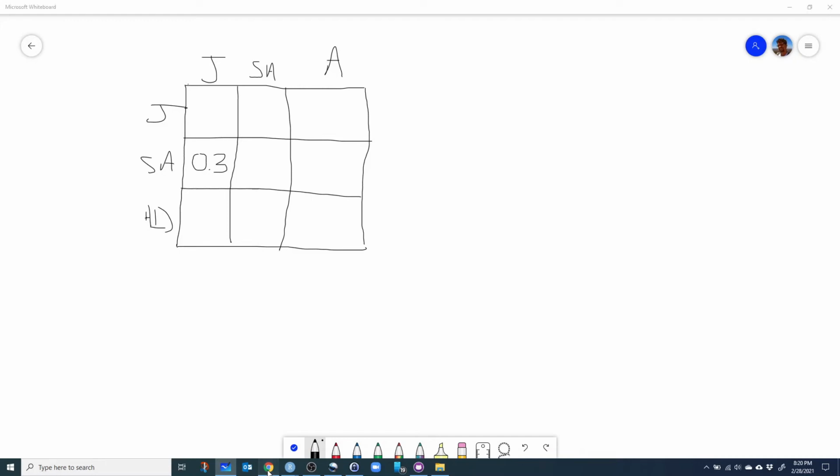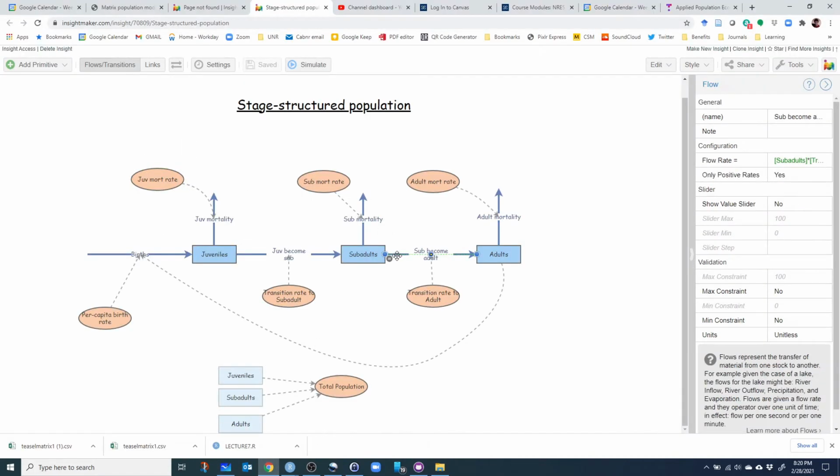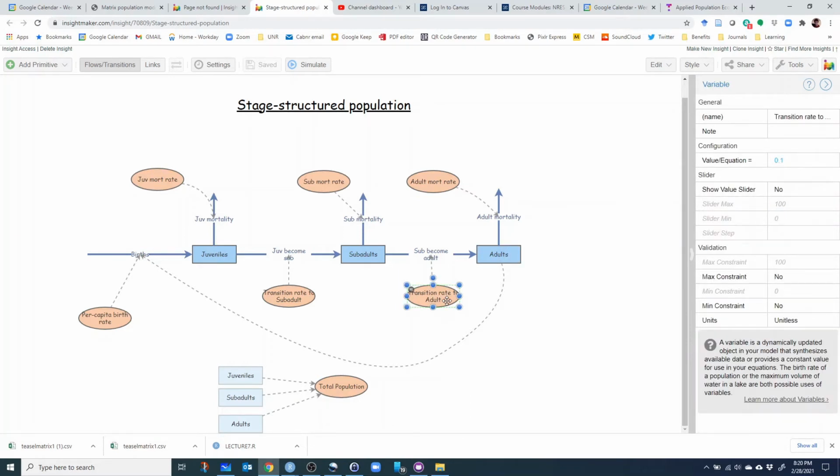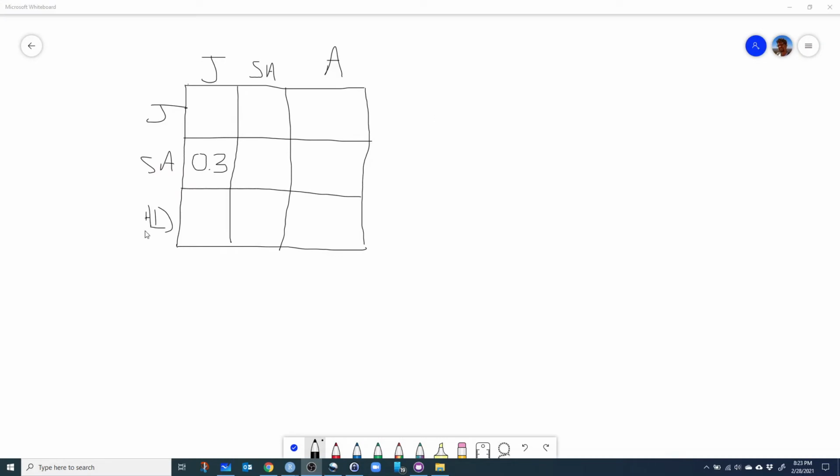Let's go back and look at this flow here. That is the probability of a subadult this year surviving and becoming an adult next year. The transition rate there is 0.1. Going back to the matrix, we see that the probability of a subadult this year transitioning to become an adult next year is 0.1.